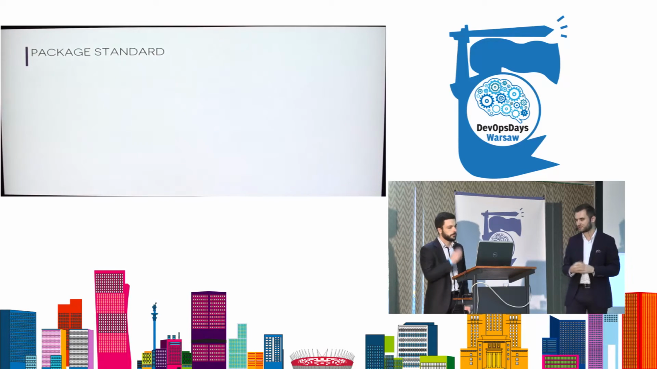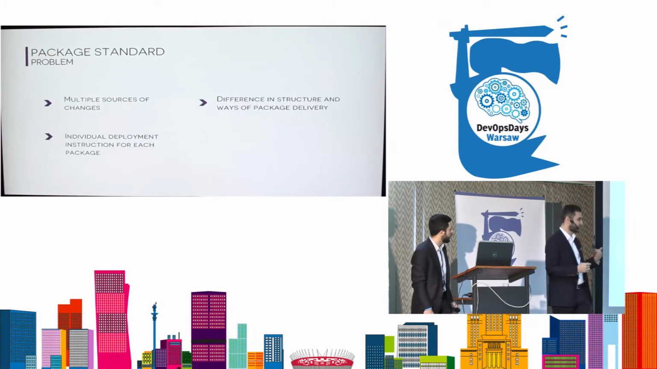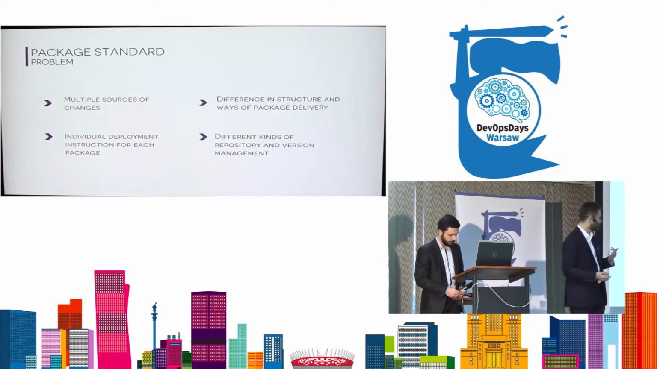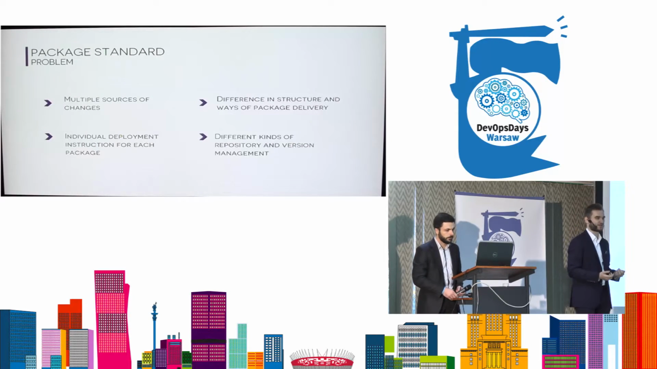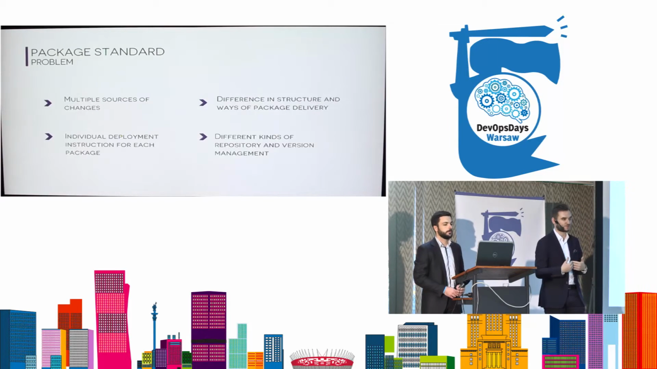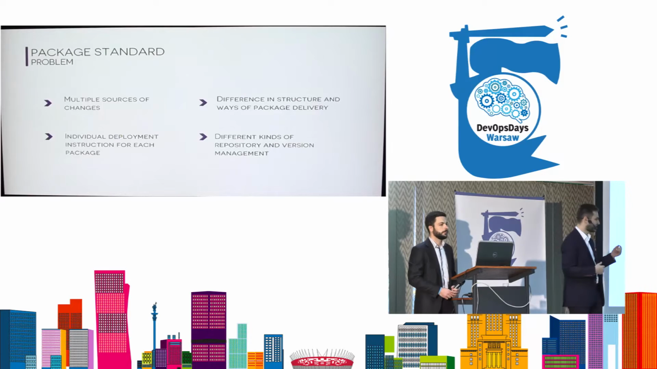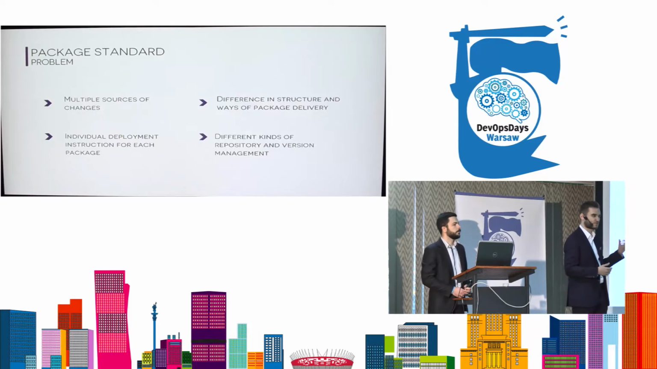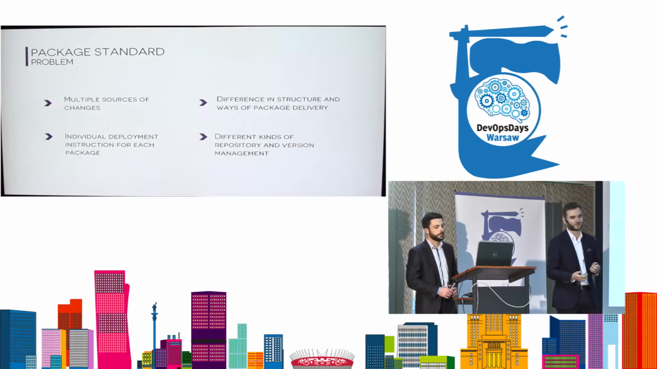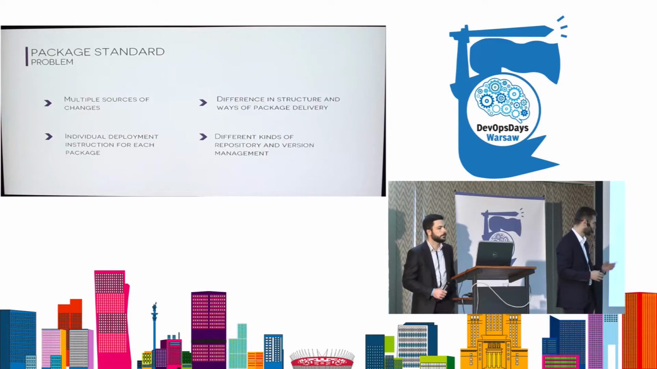So without further ado, the first challenge is about packages. So what is the problem here? First of all, we have multiple sources of changes. We have many in-house developers and vendors that are delivering changes to us. Each of them is doing it in its own way. So the structure is different, the way of delivery is different. For instance, one of the developers might send us a zipped archive, another one may commit it just to the repository. But this is not the main problem.